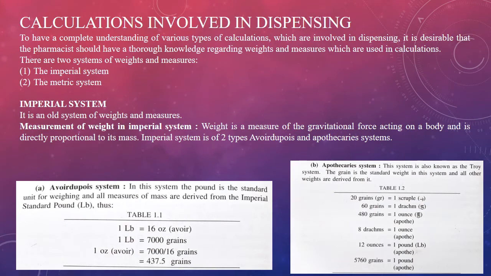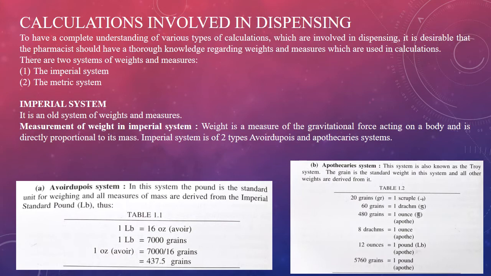Next is calculations involved in dispensing. To have a complete understanding of various types of calculations which are involved in dispensing, it is desirable that the pharmacist should have a thorough knowledge regarding weights and measures which are used in calculations. There are two systems of weights and measures: the imperial system and the metric system. The imperial system is an old system of weights and measures.